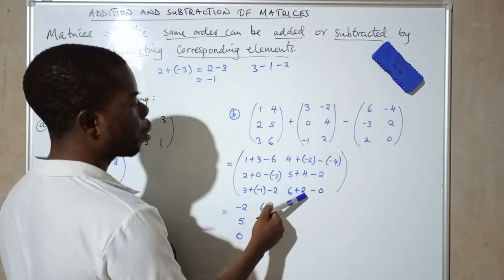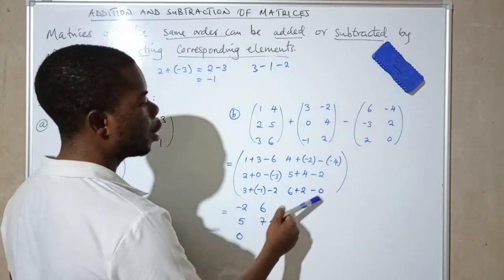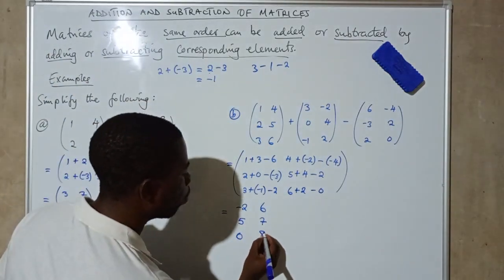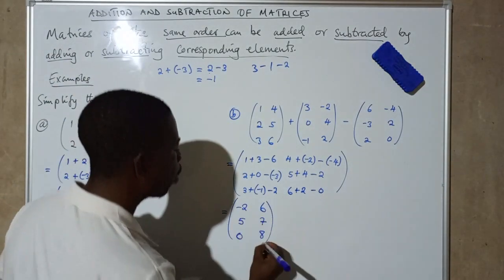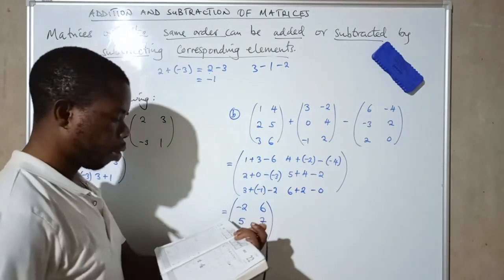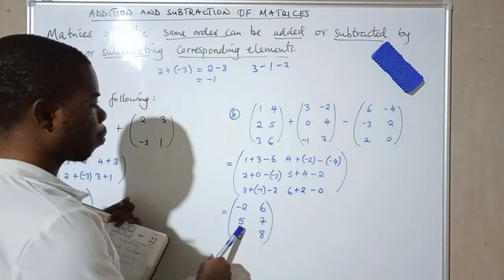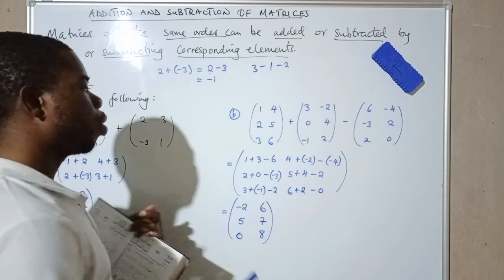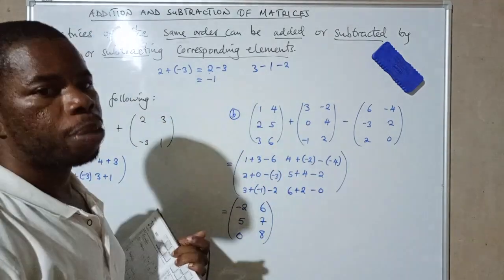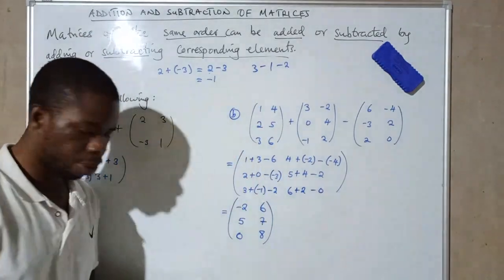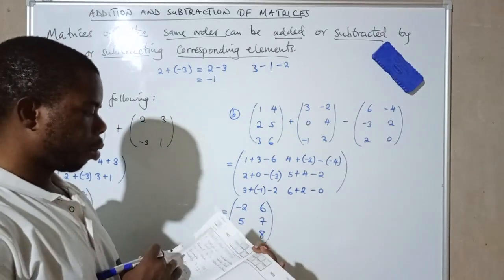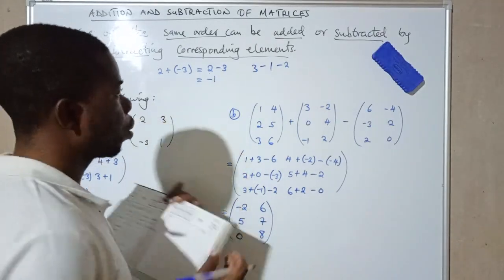Then here we have 6 plus 2, which will be 8. 8 minus 0, it will still be 8. So this will be our answer like that. Okay, so negative 250 like that. So this is how we do the subtraction and the addition. Okay, so now let's look at the last part, which is the scalar.